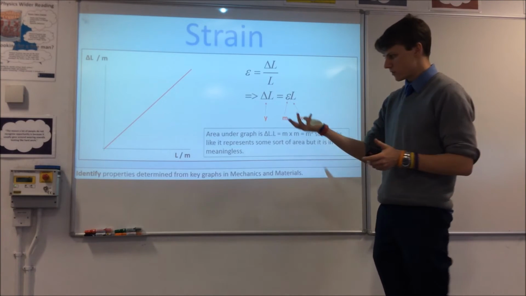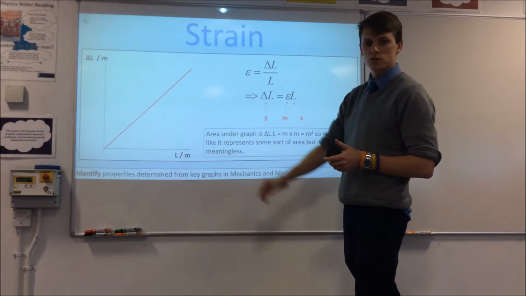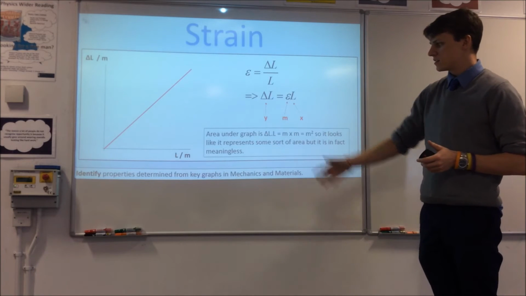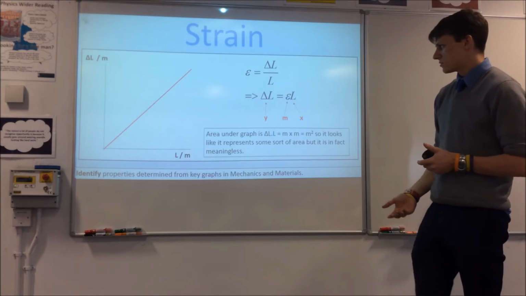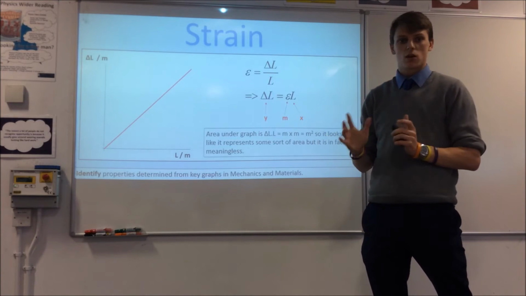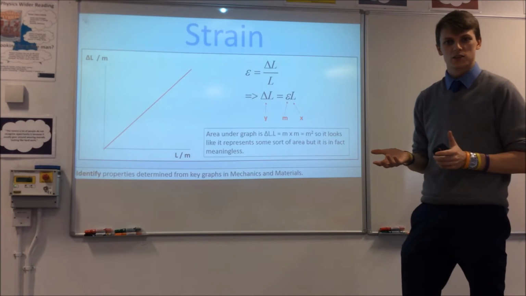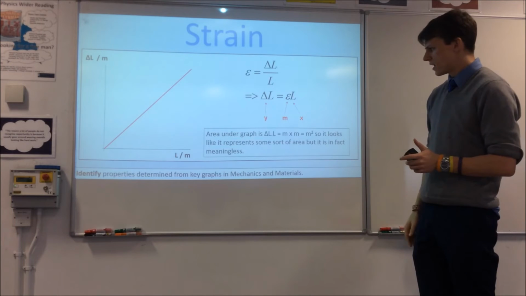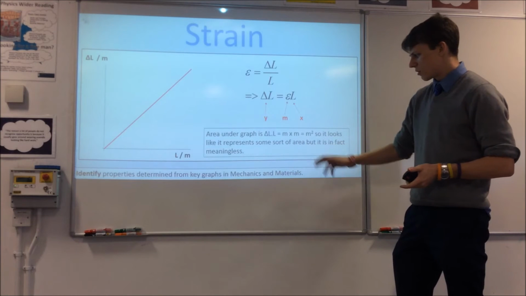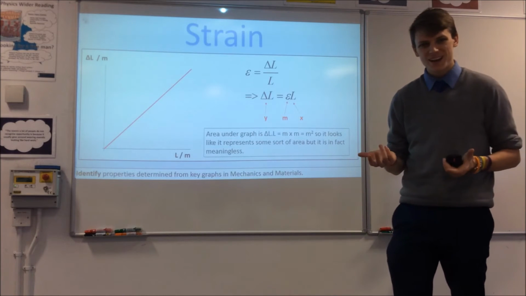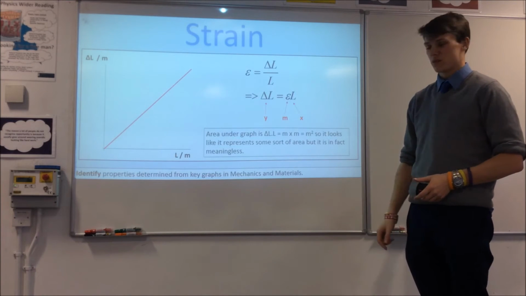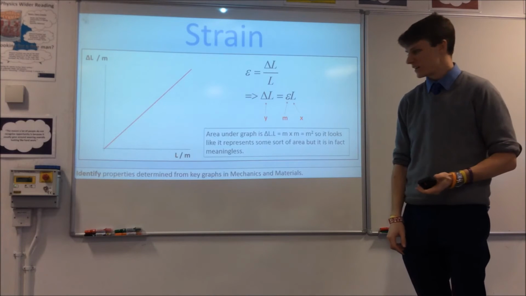Strain, again, similar. So what we've got is a graph of change in length over original length. And again, we want to make the change in length the y, so then the gradient will be your strain here. And remember, that strain is actually unitless. So actually with the strain graph, units aren't going to be any help to you at all because everything ends up being unitless, like your gradient and stuff. The area under this looks quite promising because we've got a length times a length. So you've got meters squared, so it looks like it's telling you something about an area, but actually in this case it's pretty meaningless as well. The area under this graph doesn't tell you anything useful at all, really.